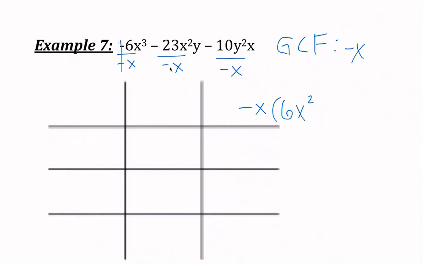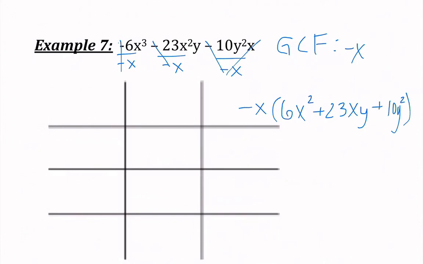I see that this negative cancels this negative. So my 23 drops down. X squared divided by x is going to give me x to the first power because 2 minus 1 is 1. There's nothing to cancel out this y, so it drops down. All right, last group. This negative cancels this negative. So my 10 drops down. I see that this x cancels this x, but that y squared will drop.